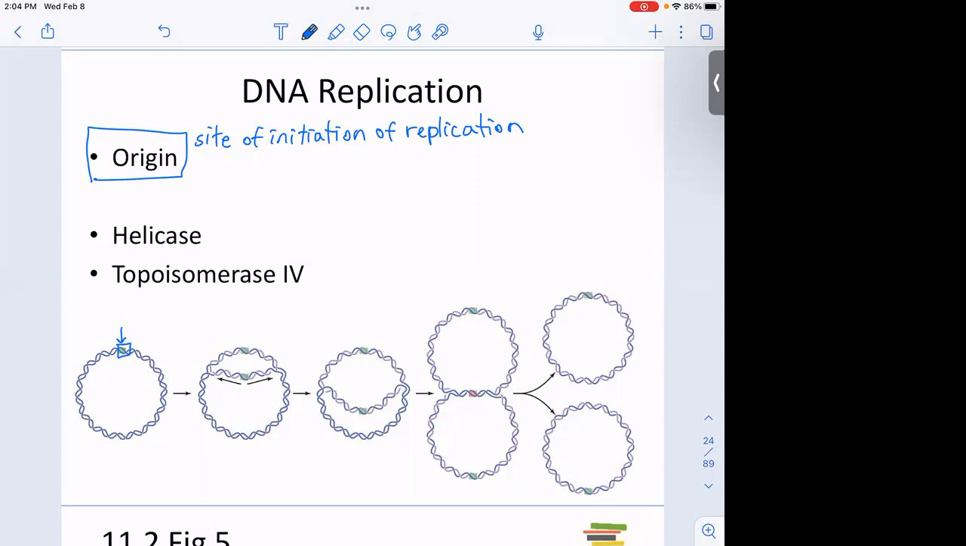Usually there's going to be some kind of signal there, so the enzymes know where to attach. Usually there's going to be a sequence that's rich in adenines and thymines, because remember, there's only 2 hydrogen bonds that are connecting the adenines and thymines. So those are going to break apart a little bit easier than if there were 3 hydrogen bonds there.